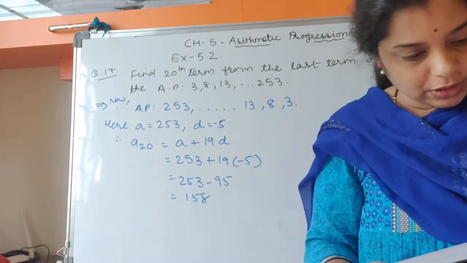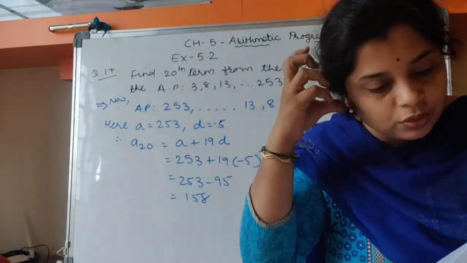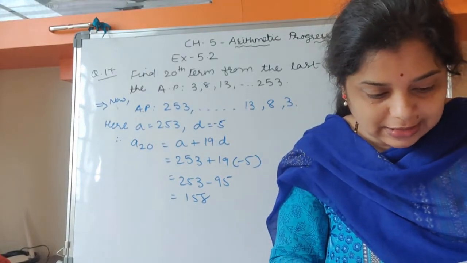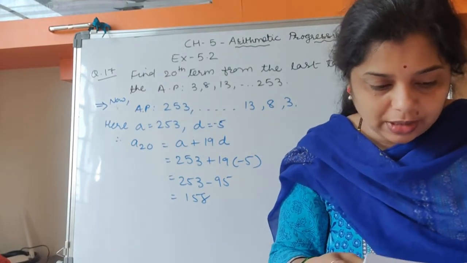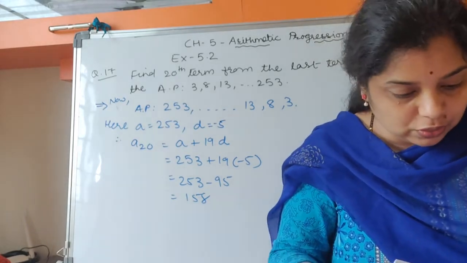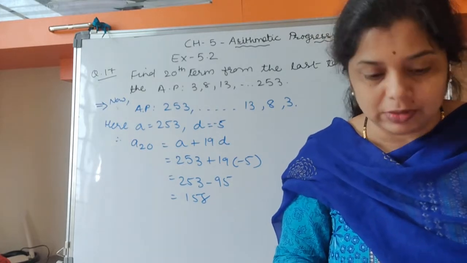Now let's start with the next one. The 16th question is: determine the AP whose third term is 16 and whose 7th term exceeds the 5th term by 12. See, we have already done such types of examples, so you are able to do this sum on your own. Now we will move to the 17th sum.